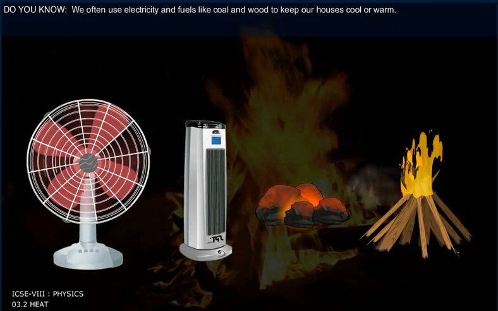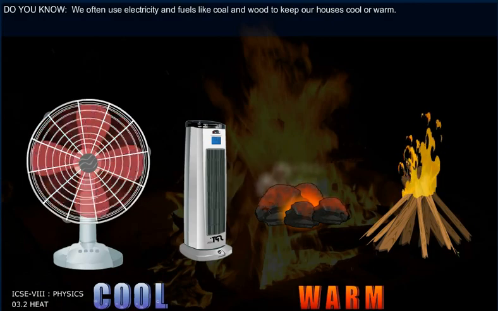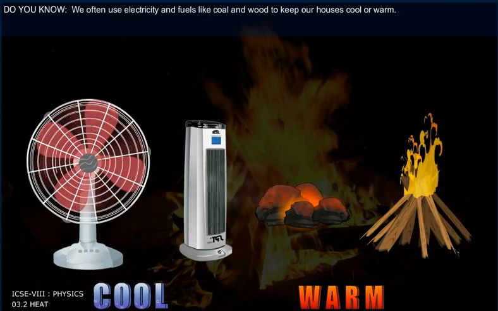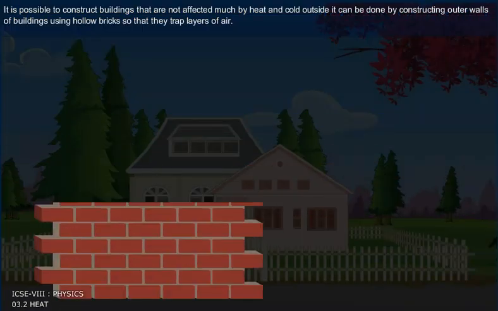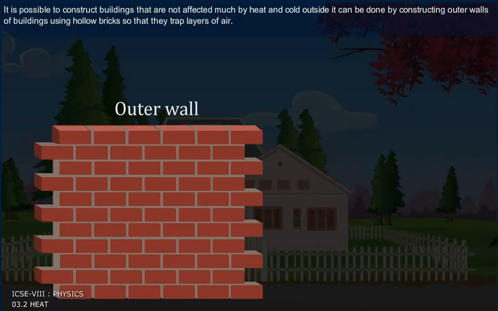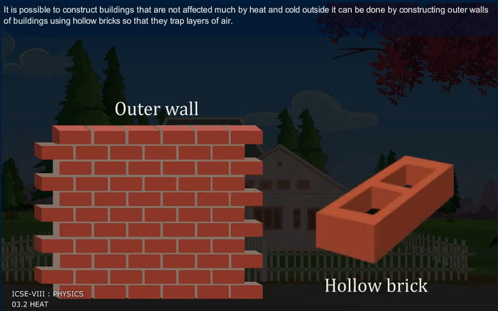We often use electricity and fuels like coal and wood to keep our houses cool or warm. It is possible to construct buildings that are not affected much by heat and cold outside. It can be done by constructing outer walls of buildings using hollow bricks so that they trap layers of air.